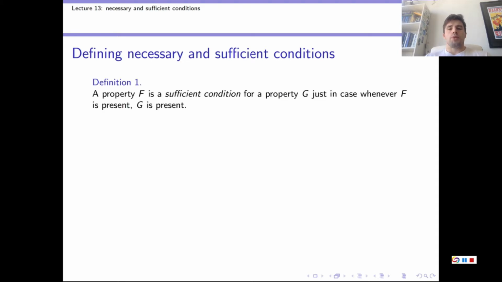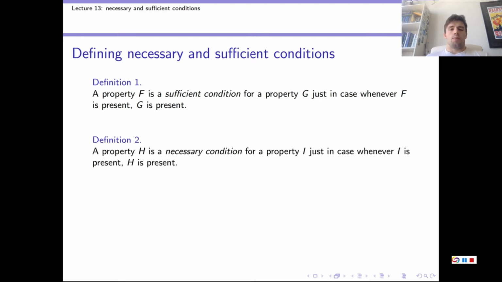We say that a property F is a sufficient condition for a property G, just in case whenever F is present, G is present. And the second one, we say that a property H is a necessary condition for a property I, just in case whenever I is present, H is present. Now, let's look at some examples to help differentiate the two.